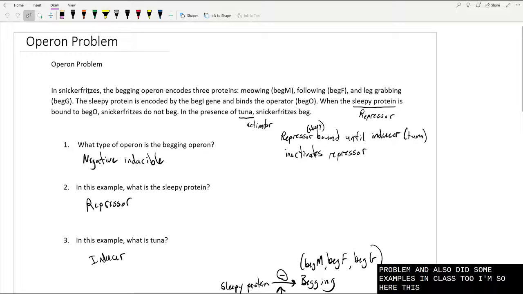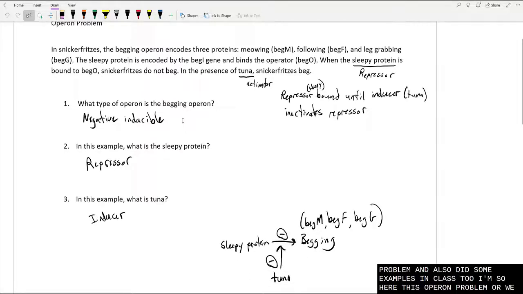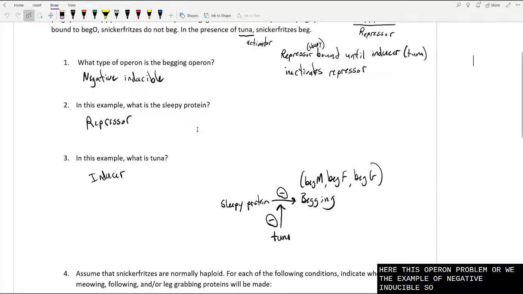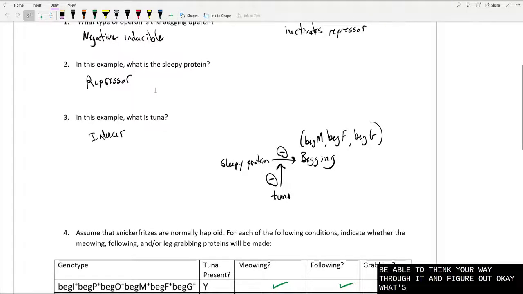So here, this operon problem, where the example was negative inducible. Be able to repeat something like this. It might not be negative inducible, but be able to think your way through it and figure out, okay, what's the repressor? Is there a repressor? What's the substrate?